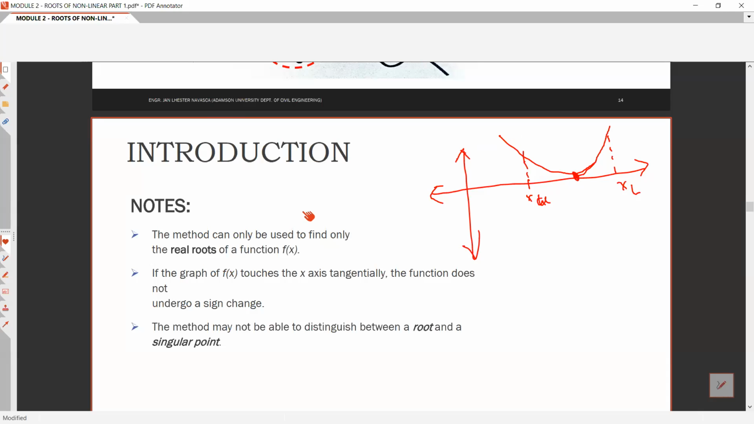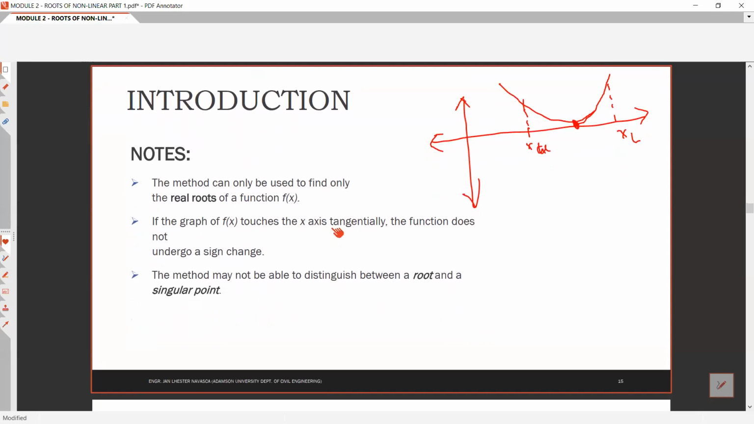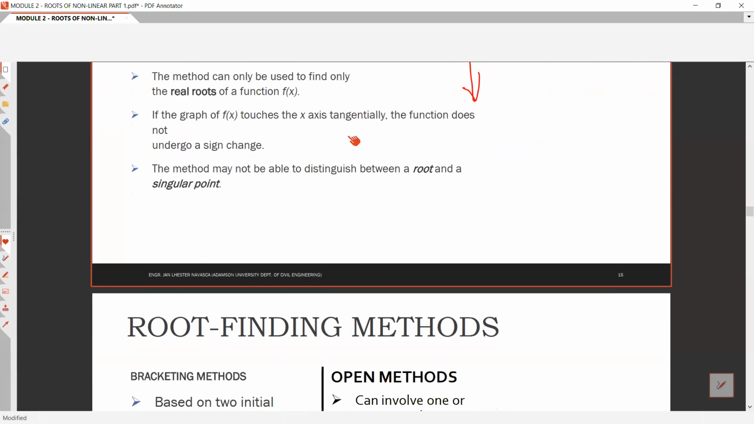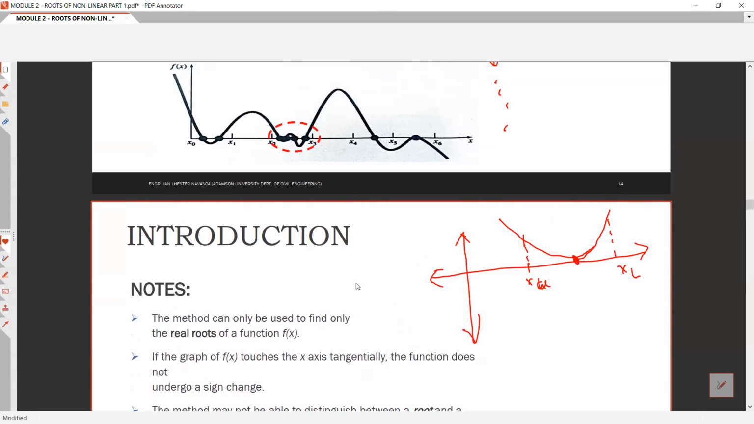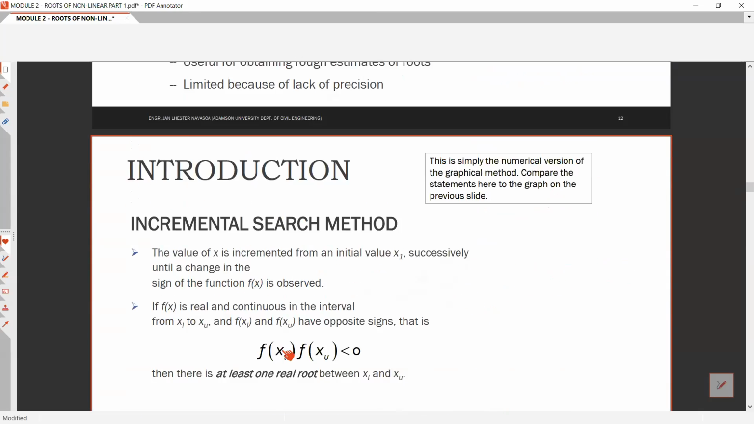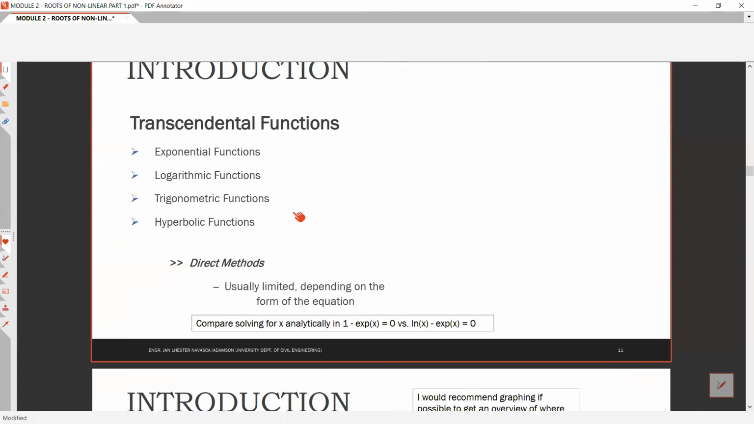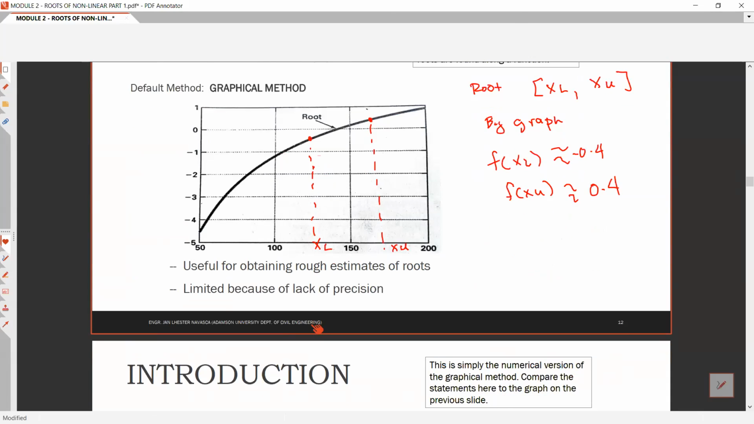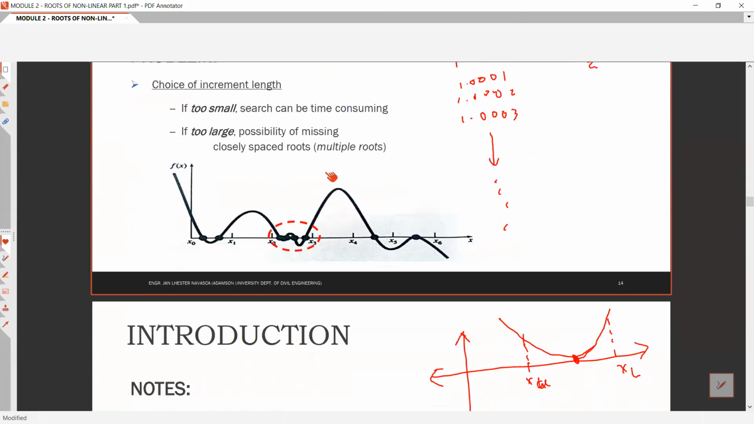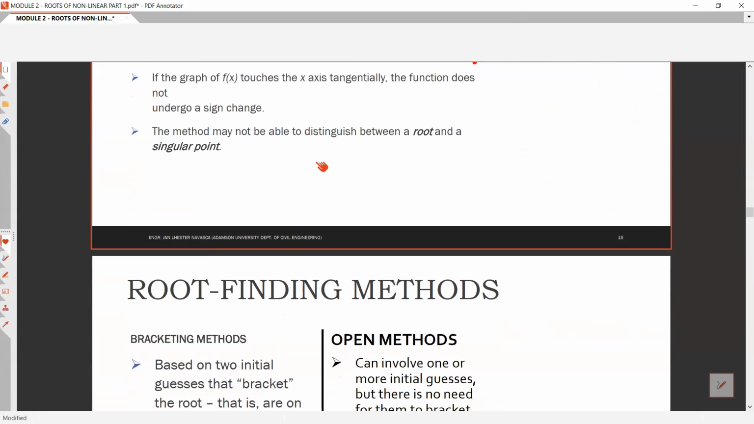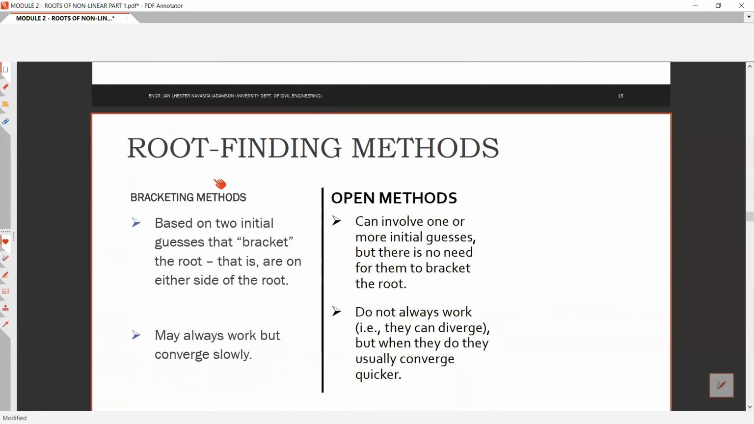Sige. Ayun, that is the problem for the incremental search. So for the direct method, this one, yung direct method, okay? So, meron siyang propose sila na yung numerical method. So for the numerical method, we will find bracketing methods and open methods. So yung numerical method, nahahati pa siya sa dalawa. You have the bracketing and you have the open method.